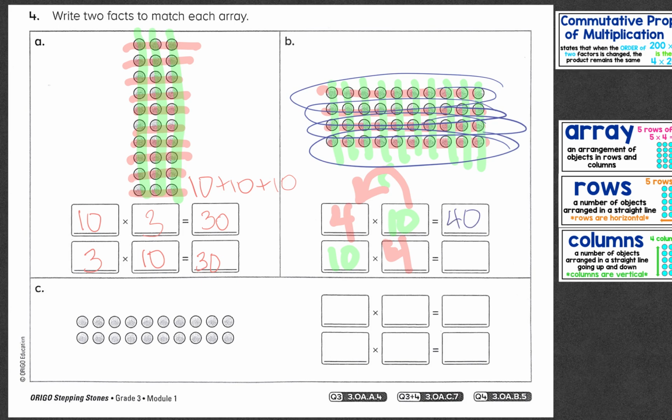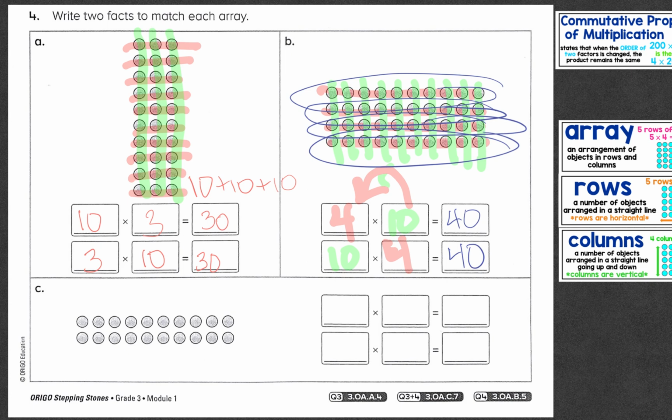And even if I had 10 groups of 4, I could count by 4s to make sure that that's correct. But because of the commutative property of multiplication, because I am taking the same factors, 4 times 10, and then switching them, 10 times 4, I know for a fact that my answer is going to be 40.